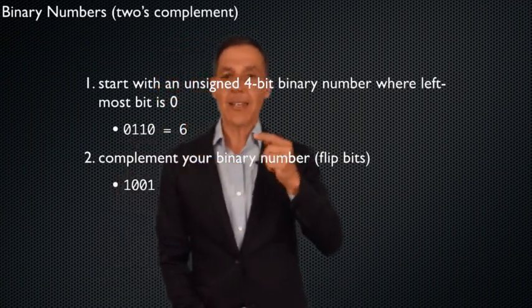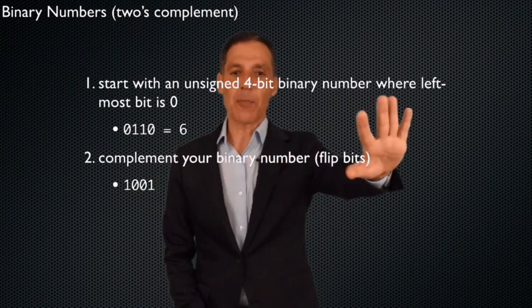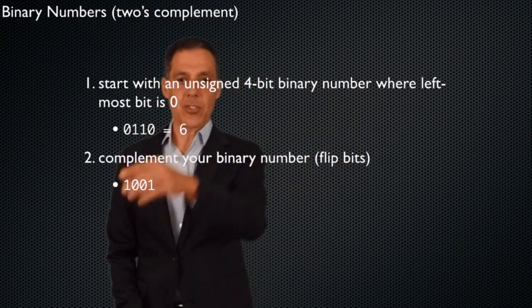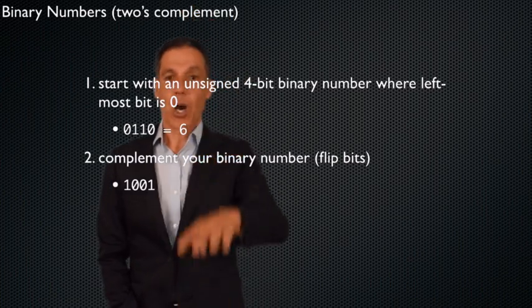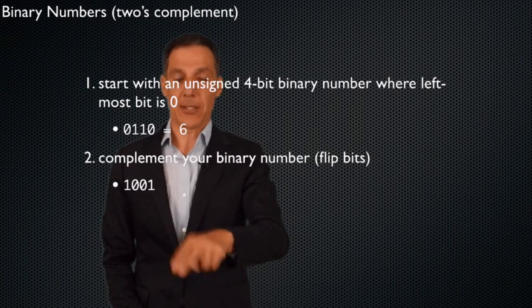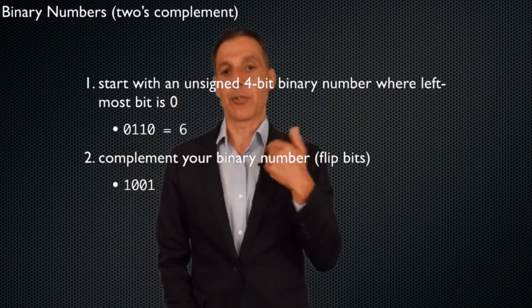Now, to get negative 6, here's what I'm going to do. So we know how to do all the positive numbers, right? It's just 0 in the 4th position, and then you just run through all of the 2 to the 3 minus 1 possibilities for these 3 bits. Good. How do I make negative 6? So here's what you do.